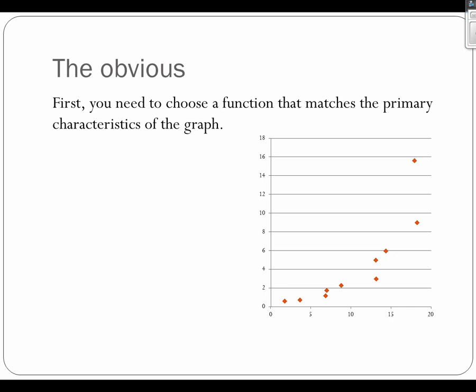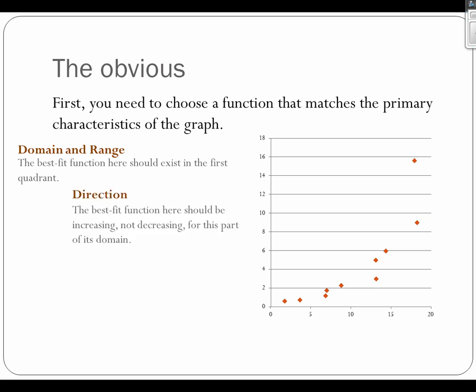Well, you need to choose a function that matches the primary characteristics of a graph. So by primary characteristics, what do I mean? The data that I have here has positive x values and positive y values. So you should pick a function that has positive x values and positive y values. That's a good start. Here, the best fit function should be increasing because as x gets bigger, y gets bigger. And then concavity. Here, the best fit function should be concave up for this part of its domain, right?